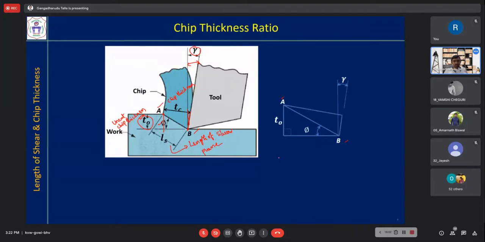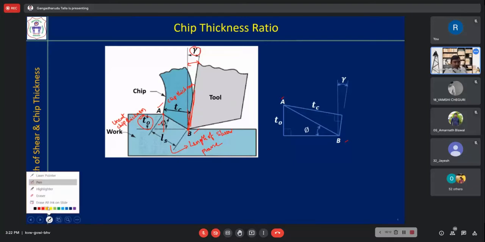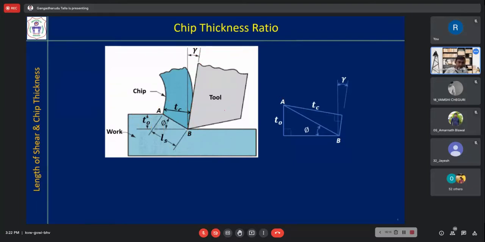And now what is TC? TC is the thickness of the chip, which is perpendicular to this face. Understand? TC is not equal to this AB, not equal to that. After turning, if you take a vertical from this point onto this surface, whatever you are getting here, that is the thickness of the chip. LS is different, TC is different.